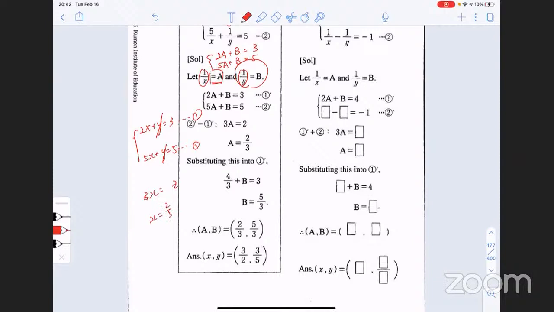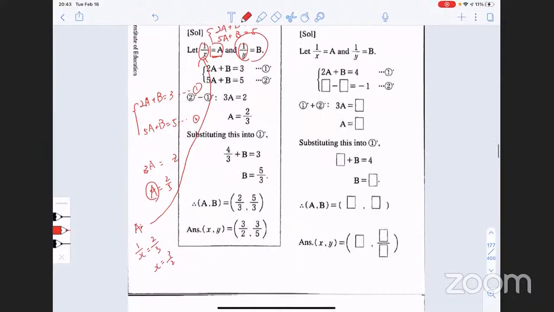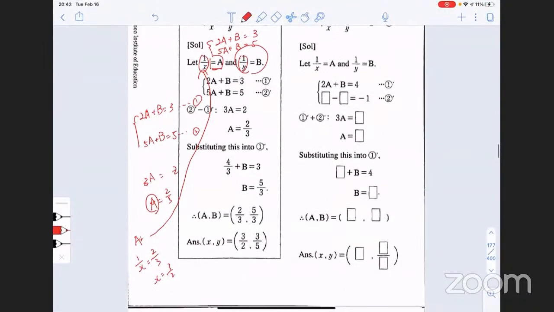However, over here, let me just erase all the x because we're not actually using x, and let me eliminate all the y too. We're using a, right? And we're using b to represent the y. Okay, so what is a? As we talked about over here, a is equal to 1 over x. So that means 1 over x is equal to 2 over 3, and x is equal to 3 over 2. And then you can just substitute that back into the equation and solve for y.